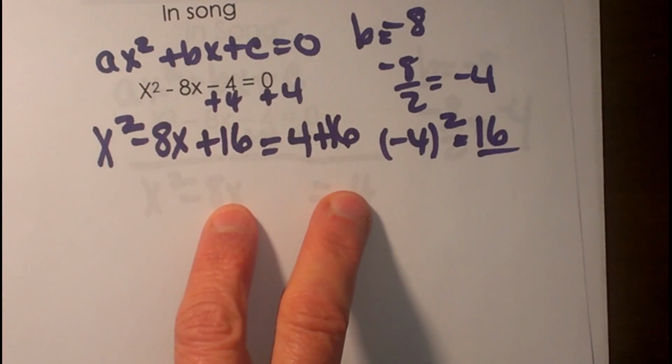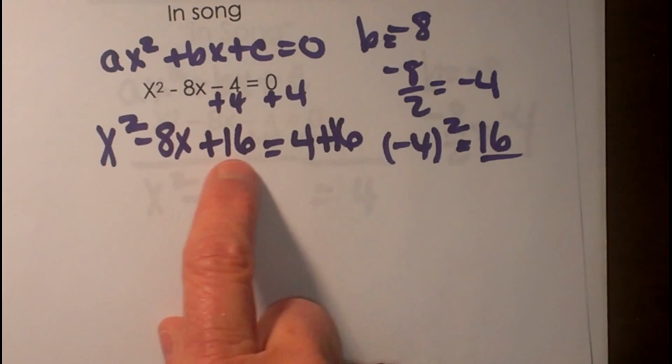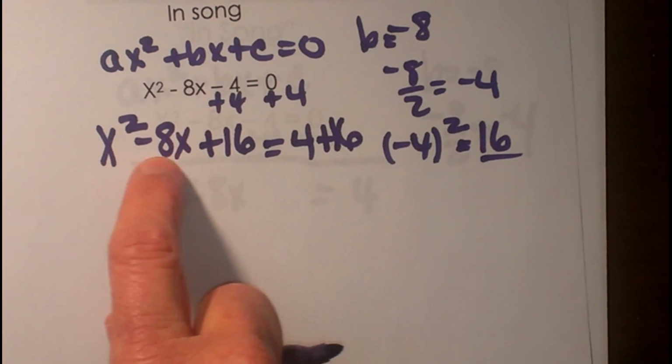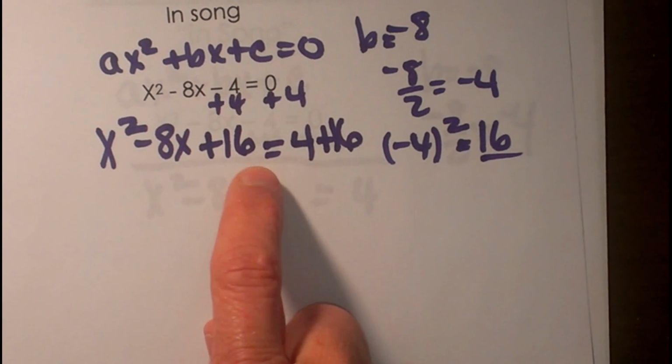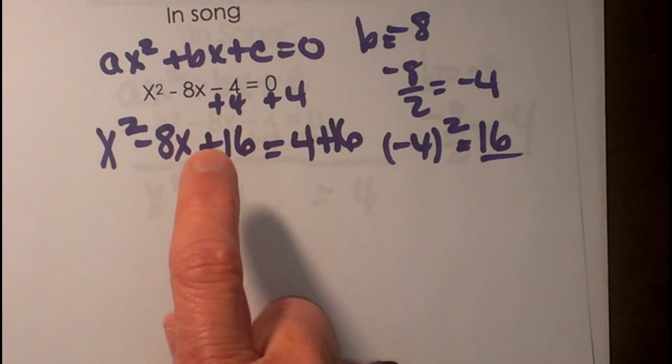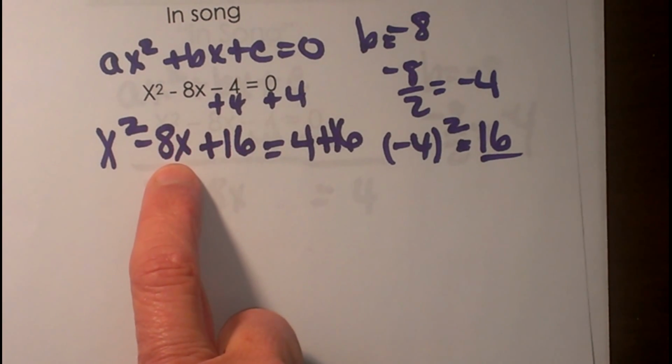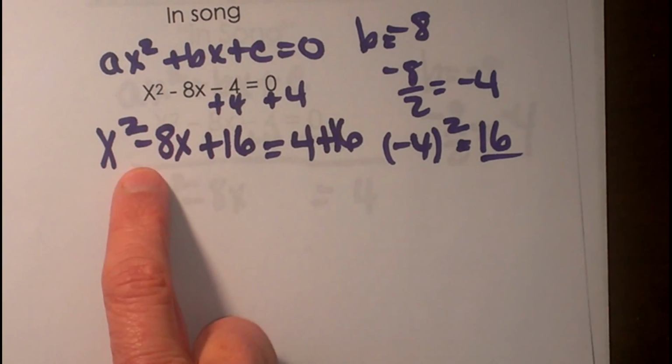Now, what we have done by completing the square is we've created a perfect square trinomial on the left side. This will factor down to a perfect square. What multiplies to 16 but adds to -8? Well, that's -4 times -4. That multiplies to 16 but adds to -8.